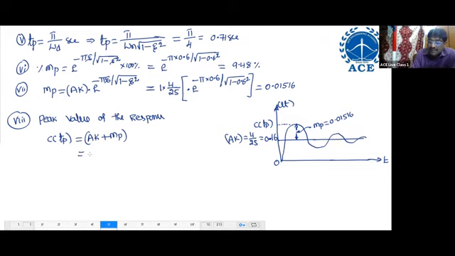A K plus Mp. What is A K? 0.16. Plus Mp, which is 0.01516. That means we get 0.17516. This is called the peak value of the response.